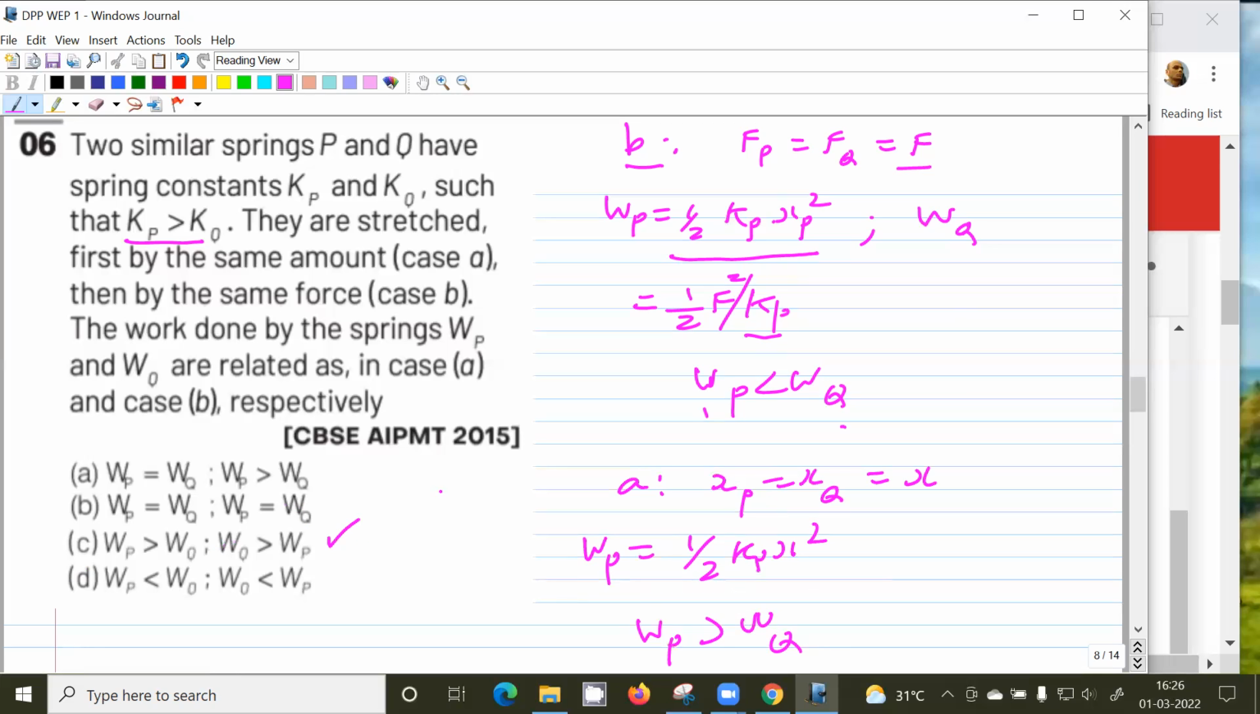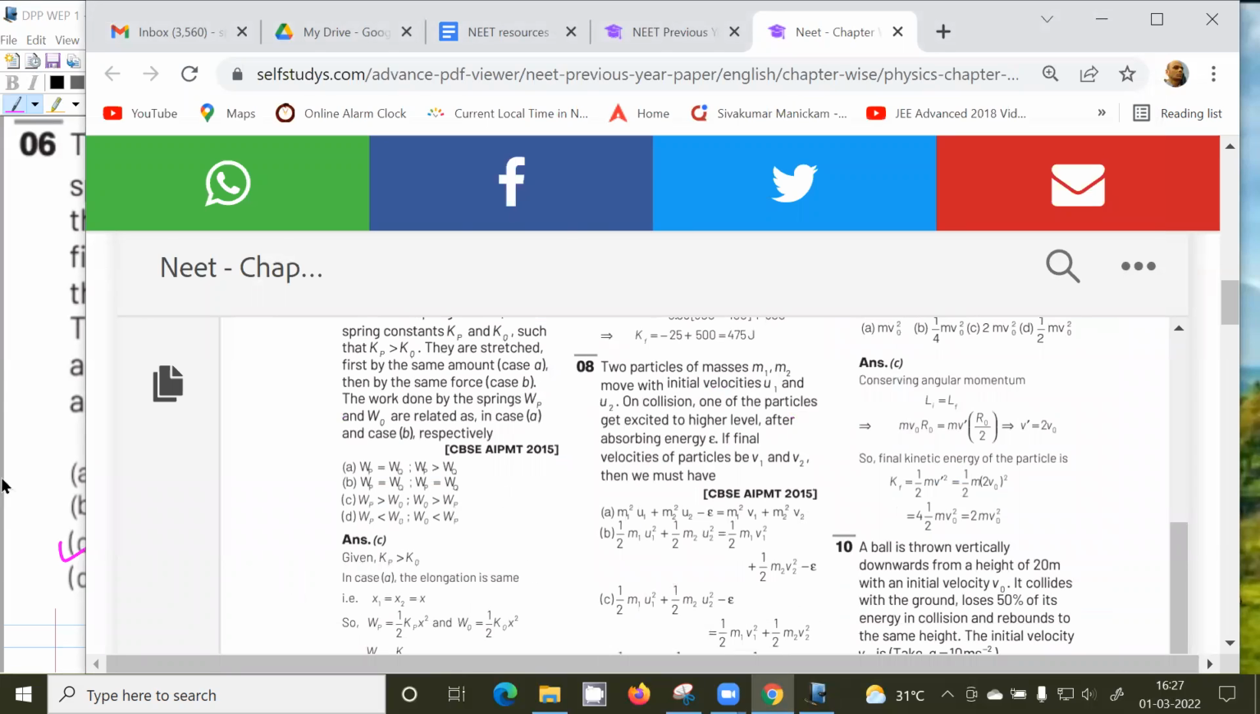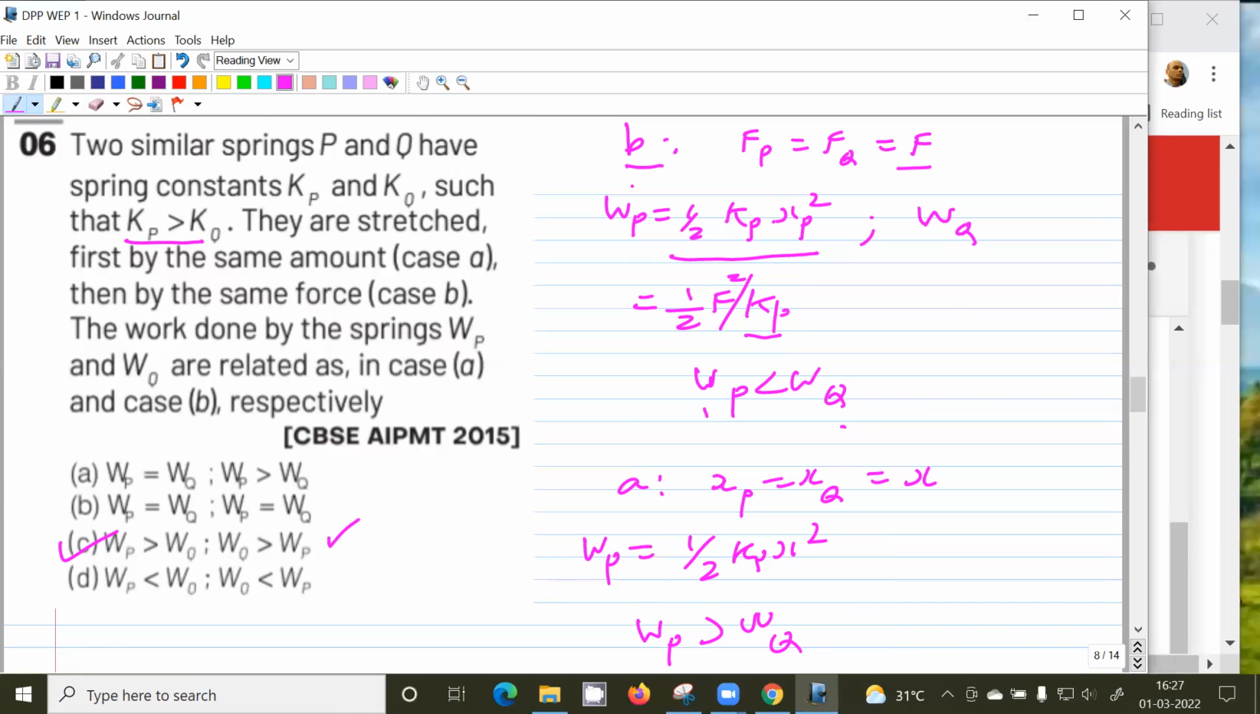I think I made a mistake. I should look at this one. So, in case B, P is less, and in case A, P is greater. In case B, hold on, answer is C only. This is the first one I have discussed is case A. Okay, case A is clear.